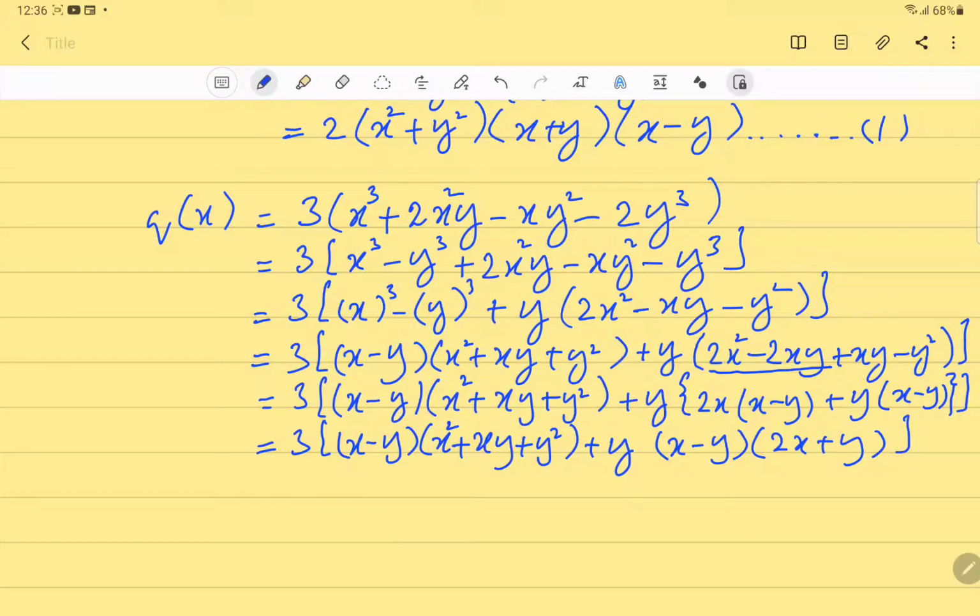Okay, now we have two expressions. First is this one, second one is this one. You can see that x minus y is common here. So we will take it out, x minus y, and inside the bracket we are left with x squared plus xy plus y squared plus y into 2x plus y.